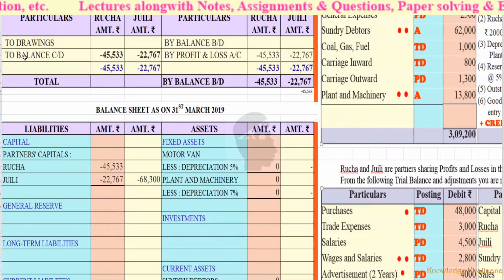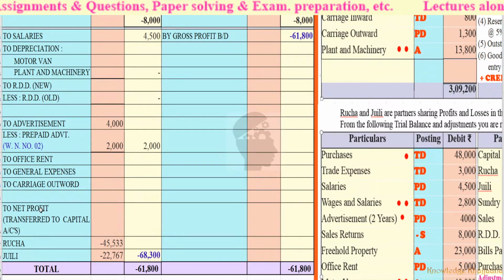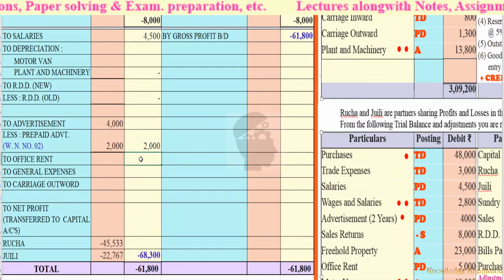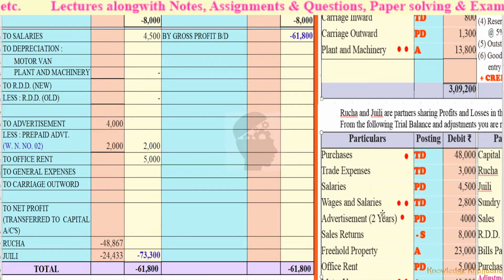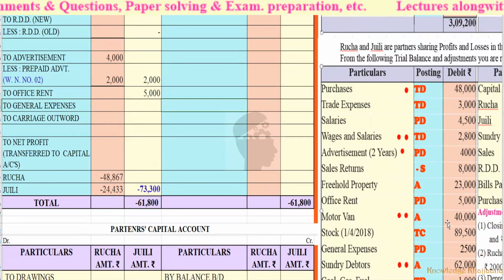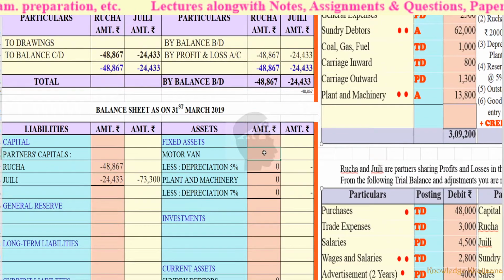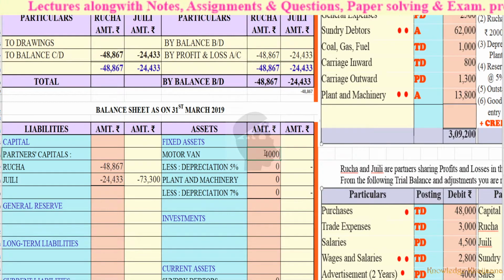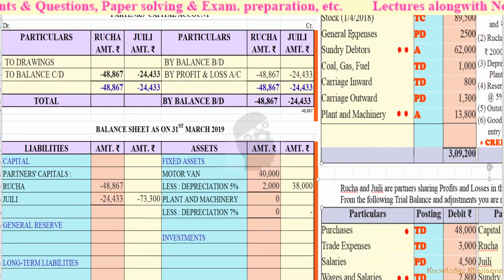Then motor van. It is an asset of rupees 40,000.